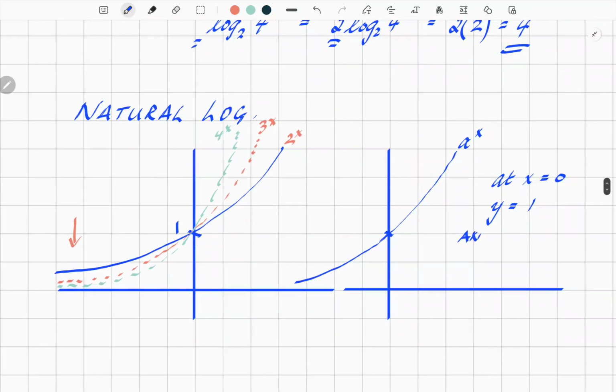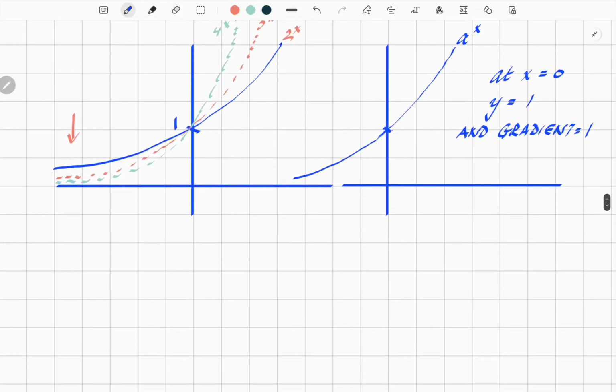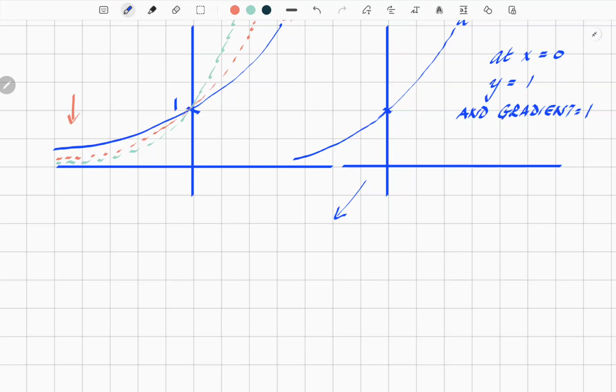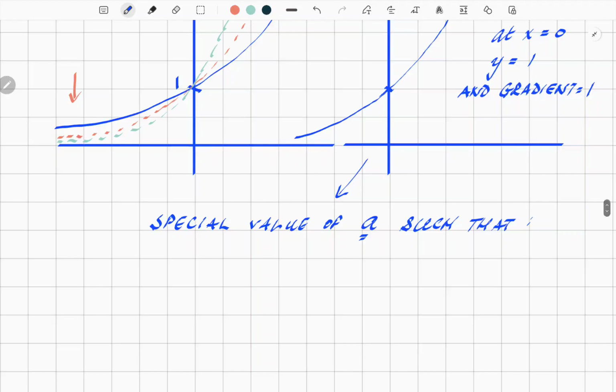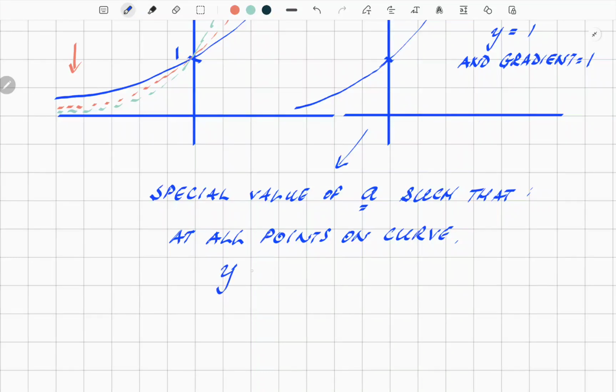and gradient equals 1. And then it can be shown for this special value of a, and this is really important, such that at all points on the curve, the y value also equals the gradient.